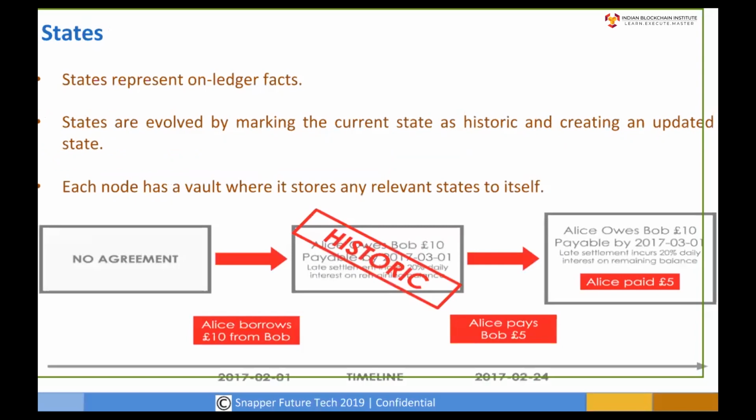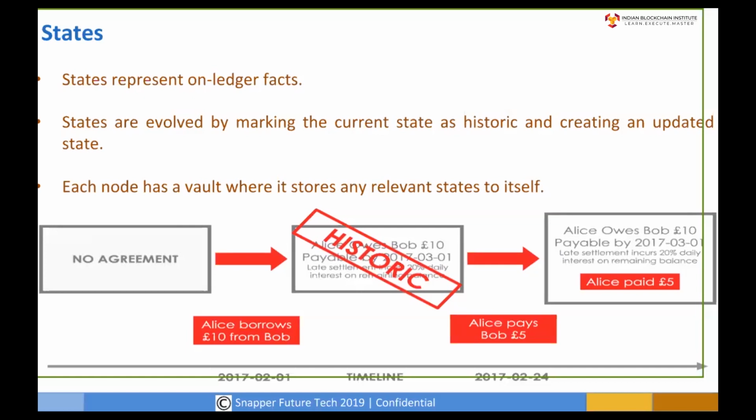So let's go ahead. If you have any other doubts, you can type them in the chat. So let's come to states. There is one concept called a state. We all know what a state is. I mean, a state is a current state or a historic state. States represent on-ledger facts. States evolve by marking the current state as historic and creating an updated state.